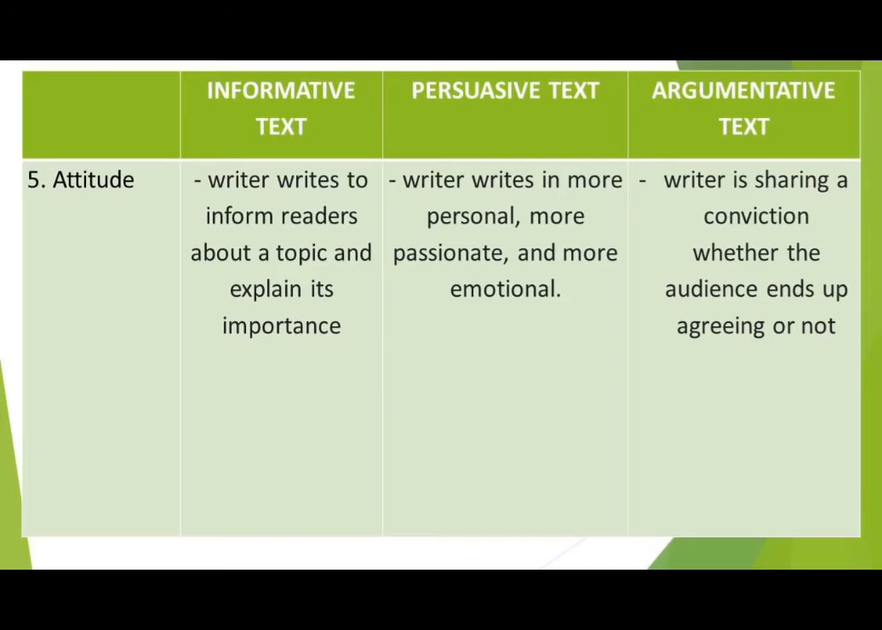Number 5 is on attitude. In informative text, the writer writes to inform readers about a topic and explain its importance. While in persuasive text, the persuasive writer wants to gain another vote, so they go after readers more aggressively. Here, the writer writes in a more personal, more passionate, and more emotional way.